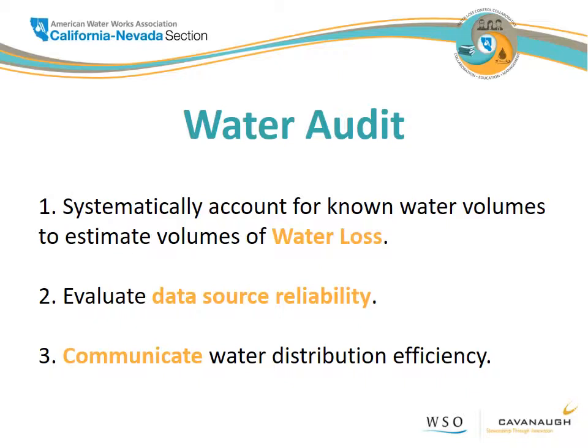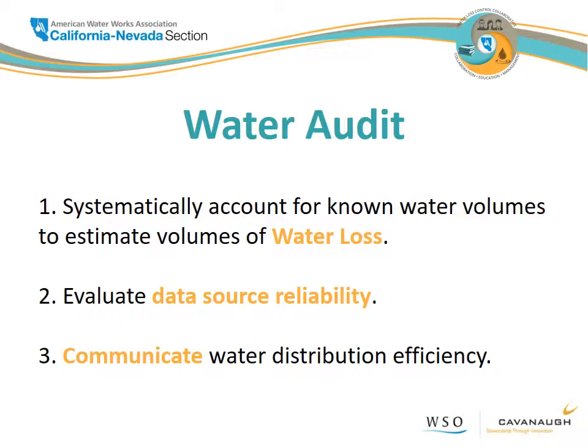Secondly, we evaluate the data source reliability. We understand that in accounting for those volumes, there's going to be elements of uncertainty. Our instruments will introduce some amount of error. We'll have less confidence in some of our data sources. So alongside this estimation of water loss, we want to hold this idea of uncertainty and try to grapple with how that manifests in the results.